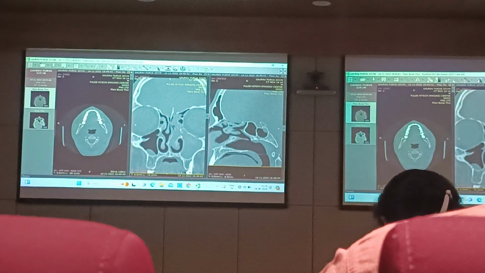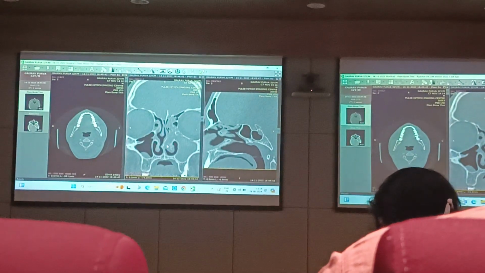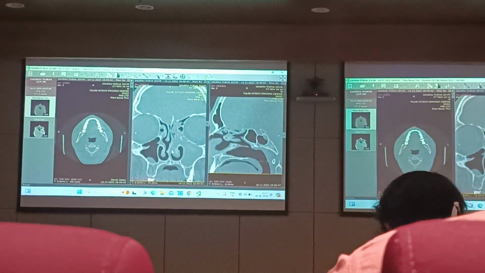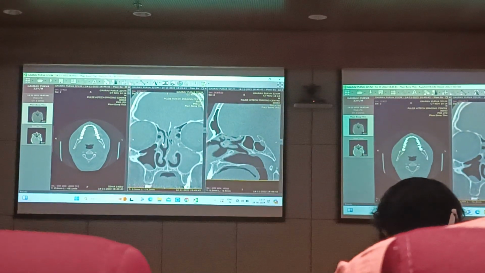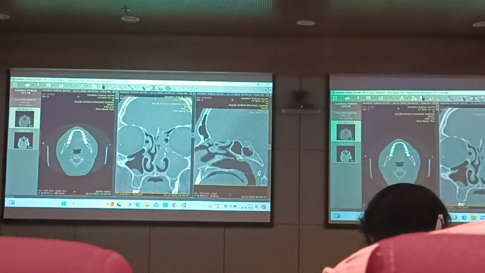Any other diagnosis? Inverted papilloma. Yes, inverted papilloma can be. Anything else? DNS on the right. Pardon? I didn't understand, what is it? Deviated septum towards the right side. That's okay. So this disease could be any one of these which you have told me, right?